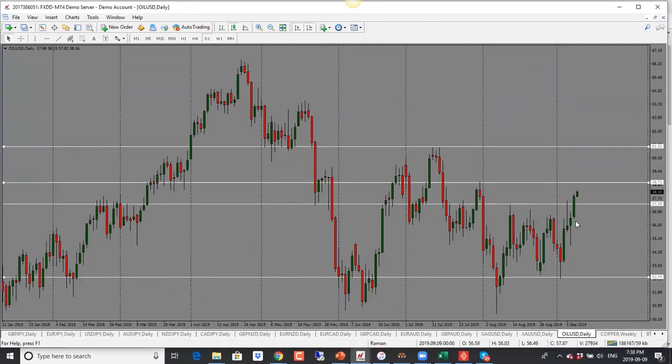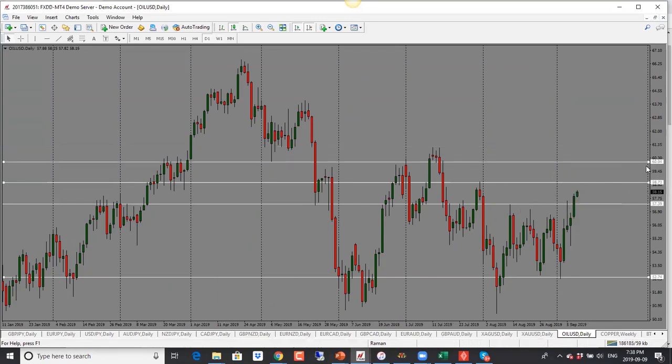Oil is looking bullish here. So oil has actually broken out of this range that it was trading in for quite some time here. So this is bullish. Next target here is 58.80. And if it goes through that level, we're looking at 59.80. So bias is bullish for oil.